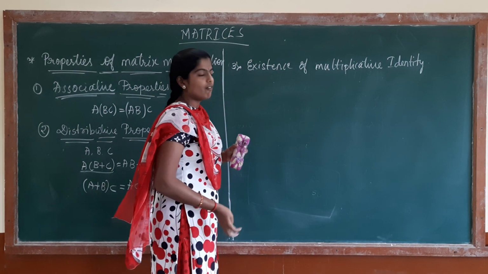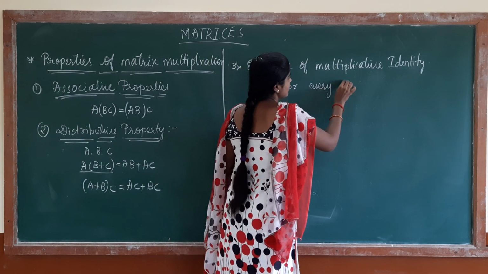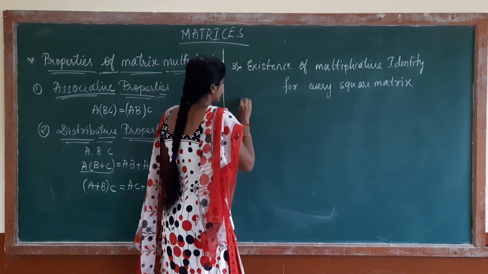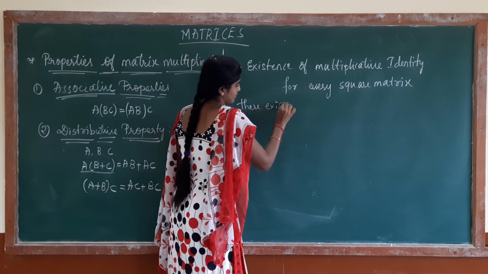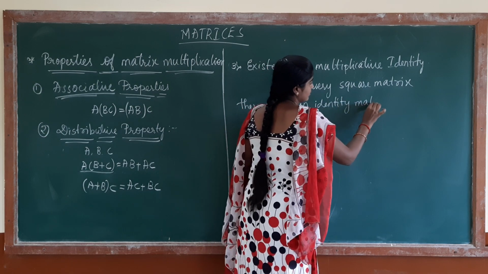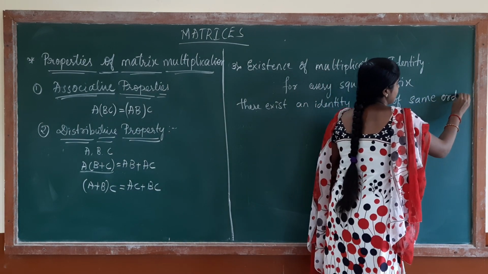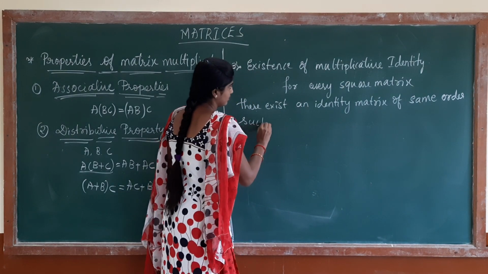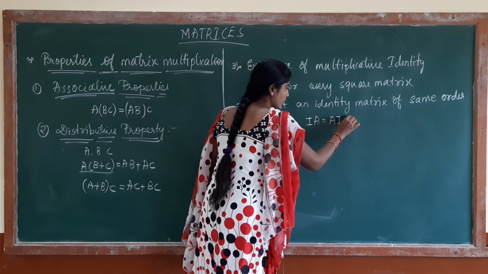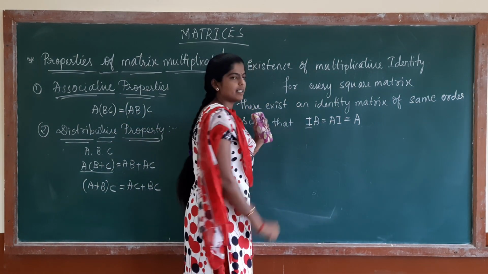Similarly, here for every square matrix A, there exists an identity matrix I of the same order, such that A into I equals I into A, and we get the same matrix, that is A. It means here the identity matrix I.